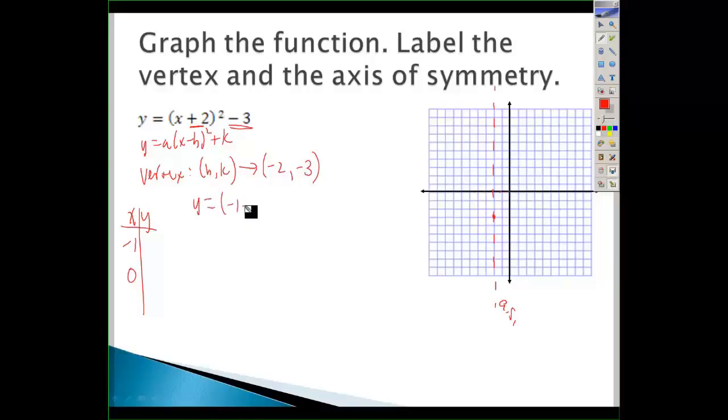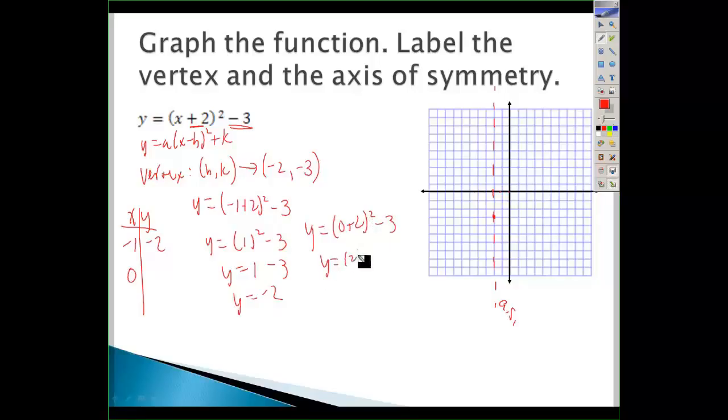y equals (-1 plus 2) squared minus 3. So y equals 1 squared minus 3, 1 minus 3. y equals -2. So there's another point on my graph. And finally, let's just do one more. y equals (0 plus 2) squared minus 3. So y equals 2 squared minus 3. y equals 4 minus 3, so y equals 1. All right, so now thanks to my t-chart, a little work here, I have the two points (-1, -2) and (0, 1).